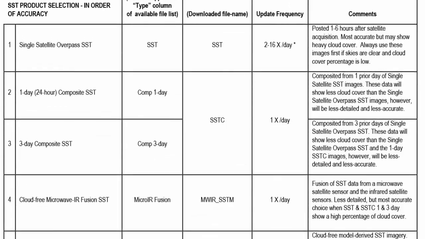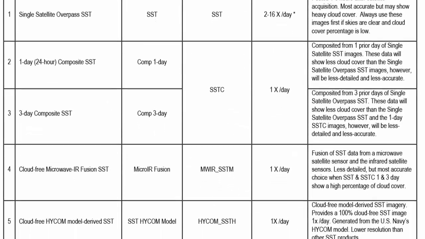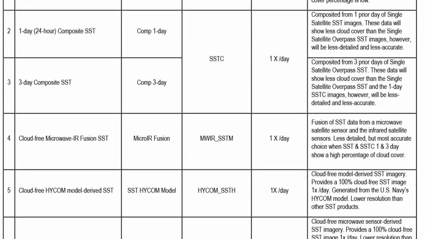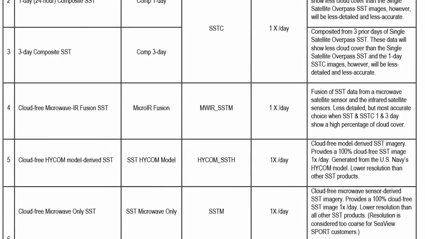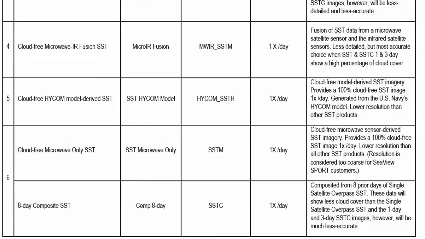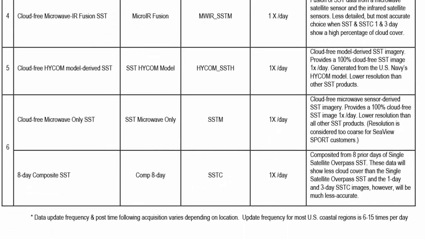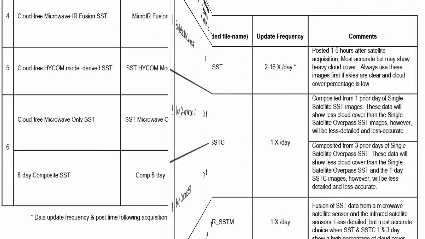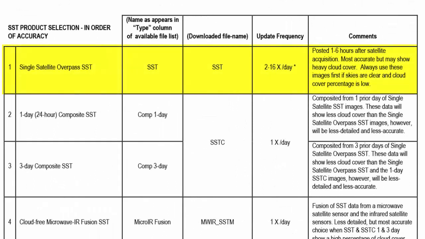I send this out to people quite a bit, and it basically runs down the different products, and I'll show them in SeaView in a minute, from most accurate to least accurate, but the ones that are also the most cloud-free that will help you during these cloudy time periods. We start with the single satellite overpass. That's the one I showed you a little bit ago that was cloudy. The next best one to choose is the one-day composite. When it's pretty clear, it's a very good data set.